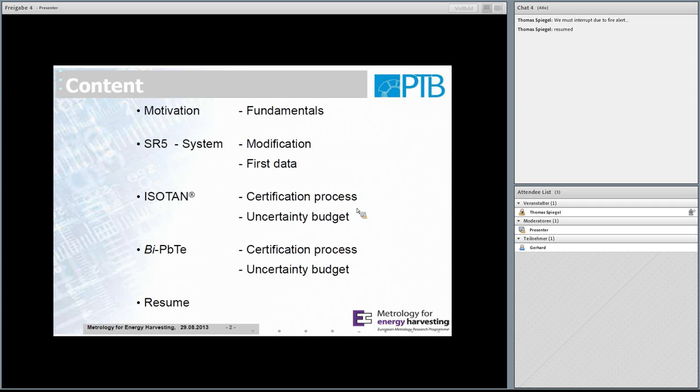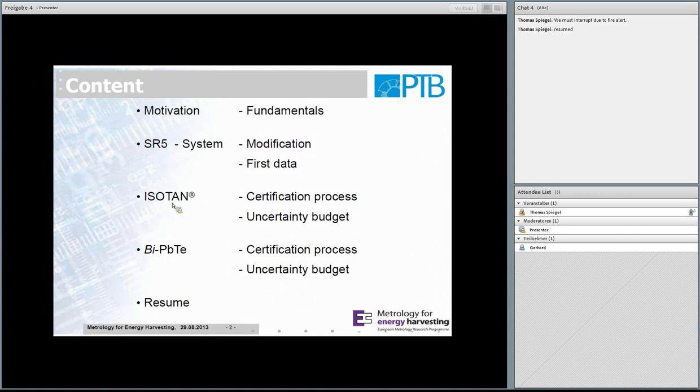So, what is the content of my talk? I will give you a short motivation, of course a very brief version of what Frank has already done with some fundamentals. Then I will introduce you to the SR5 system used to measure the Seebeck coefficient, which was bought from the Fraunhofer EPM in Freiburg. And I will give you the modifications which we applied to the system, and I will also present some first data.